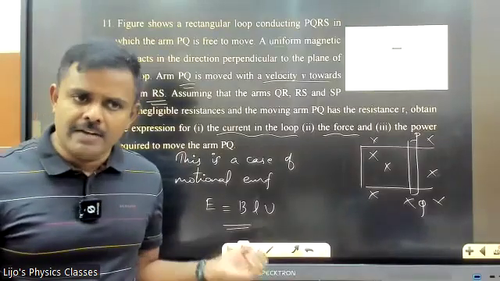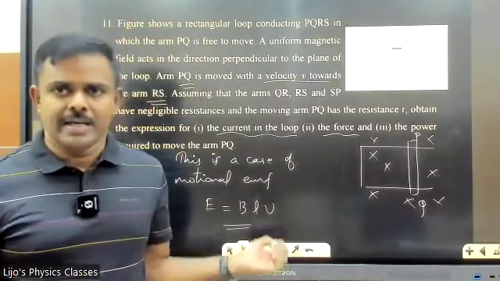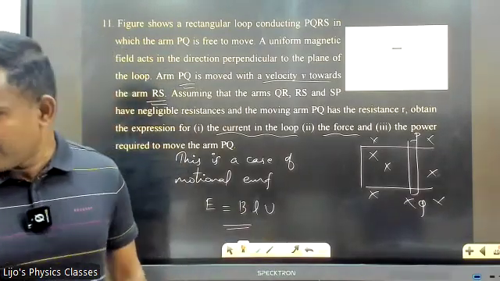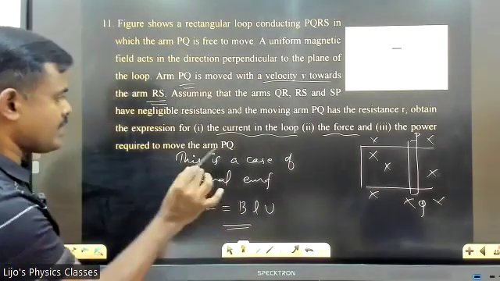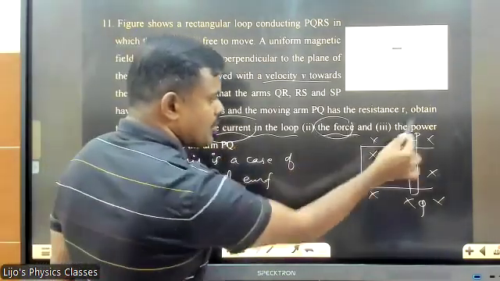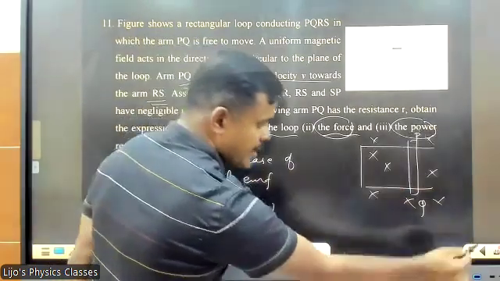Motional EMF is BLV. B is magnetic field strength. L is the length of the conductor. V is the velocity. Got it? Now you are asked to find 3 things. Number 1, the current. Number 2, the force. Number 3, the power. Okay, let us do one by one.